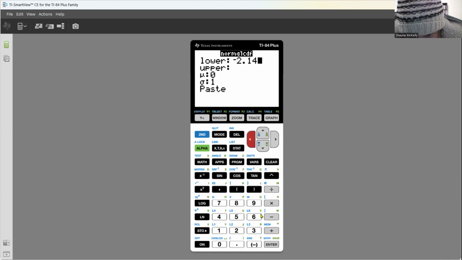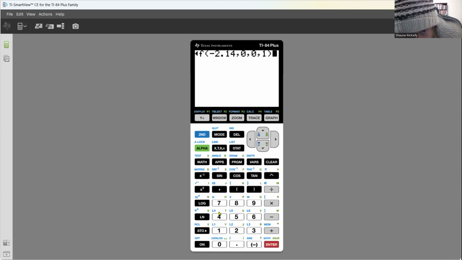the subtraction sign. If you use the subtraction sign, negative 2.14, your upper is 0, your mu is 0, and your standard deviation is 1. You'll get an error syntax, okay? Go to. See how this is highlighted?